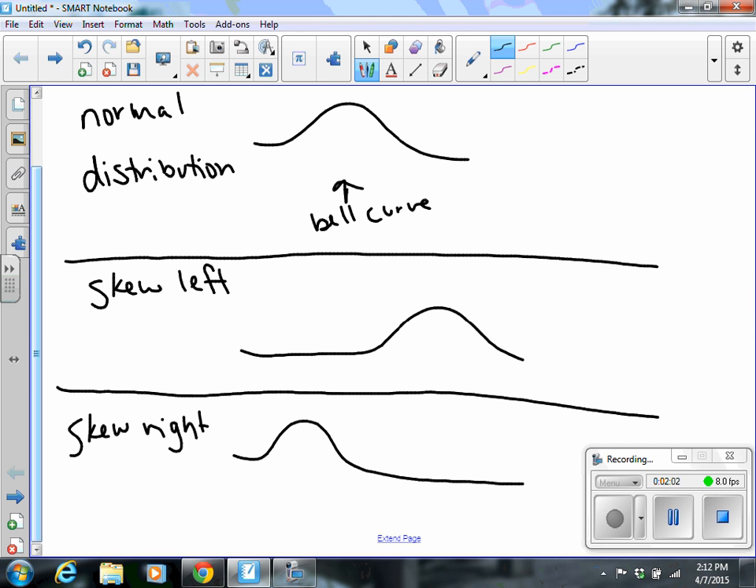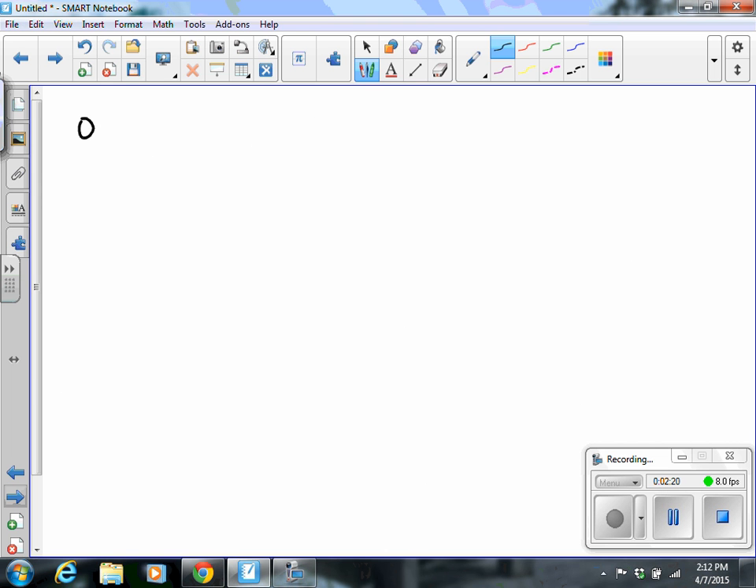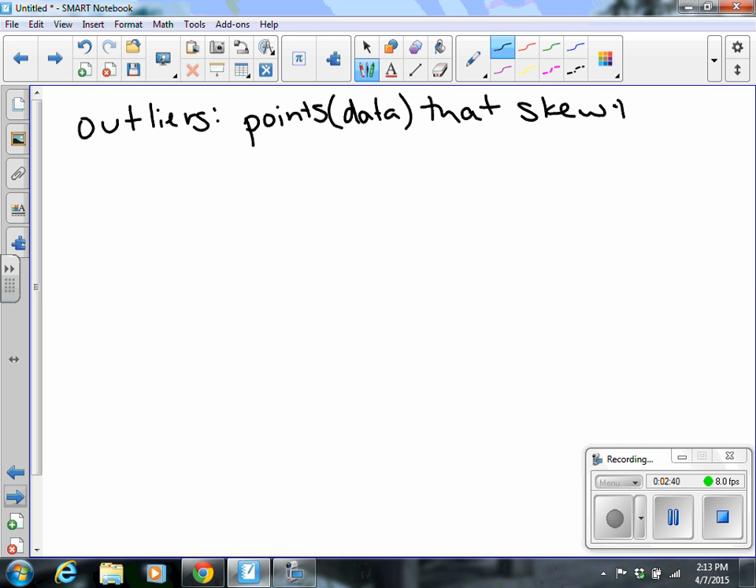Okay, so our distribution, this is all based on shape. So is it a normal distribution? Is it skew left? Is it skew right? That's what the shape is referring to. Then we have what are called outliers. Outliers are data points that may skew the data left or right. Okay, so points that skew the data.